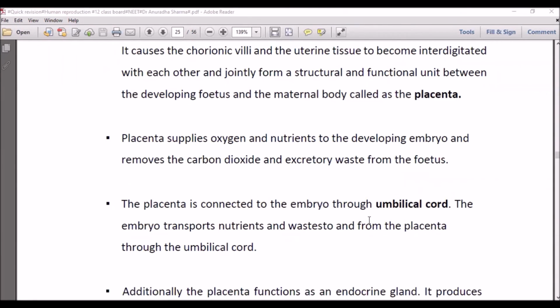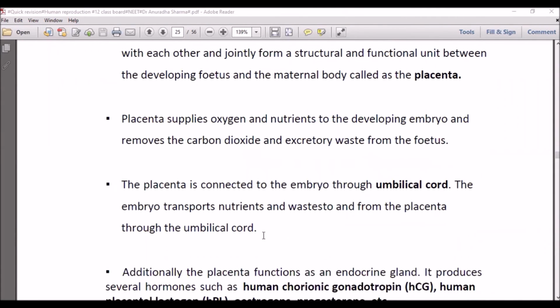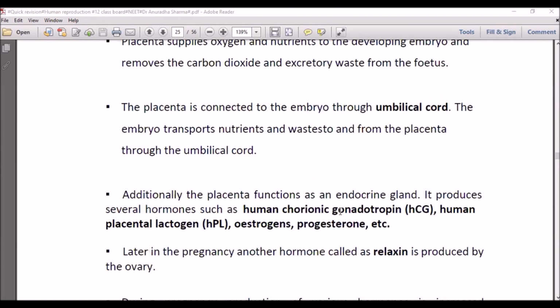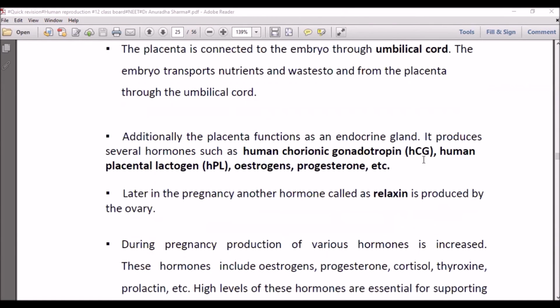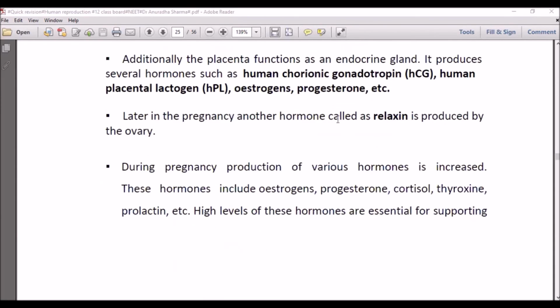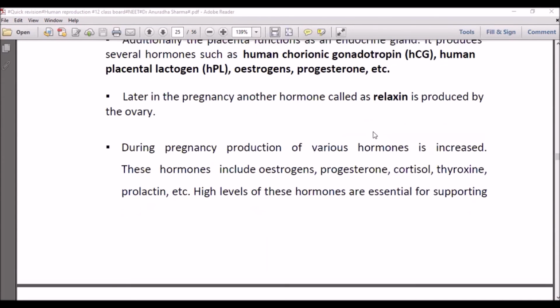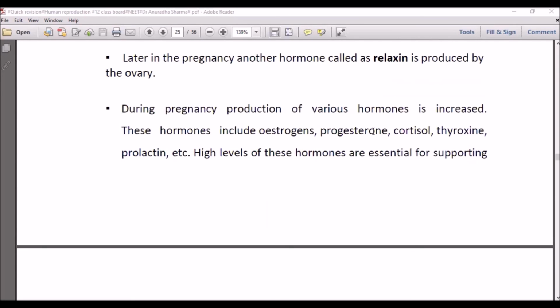Now this placenta is connected to the embryo through the umbilical cord. The function of the umbilical cord is that it provides all the basic nutrients to this developing embryo and removes all the waste products. Now this placenta functions as an endocrine gland, and so it produces hormones, that is human chorionic gonadotropin hormone and placental lactogen, estrogen, progesterone. In later stages, it also produces relaxin, and this relaxin is associated with giving birth, that is parturition.